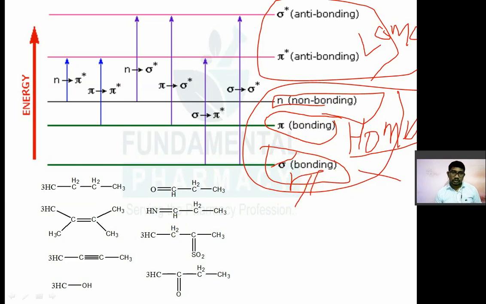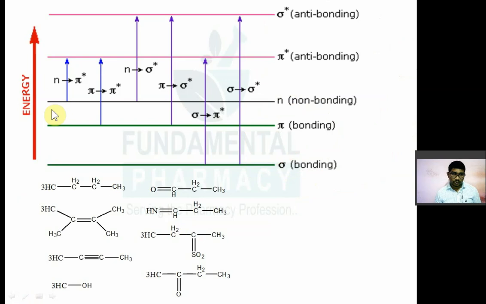Now there are different kinds of transition in the molecule. Questions come on this, so I have to explain this. First transition is n to pi star. This requires the lowest energy. Here you see, n to pi star needs the least energy. So the lowest energy is required for this type of transition, n to pi star.